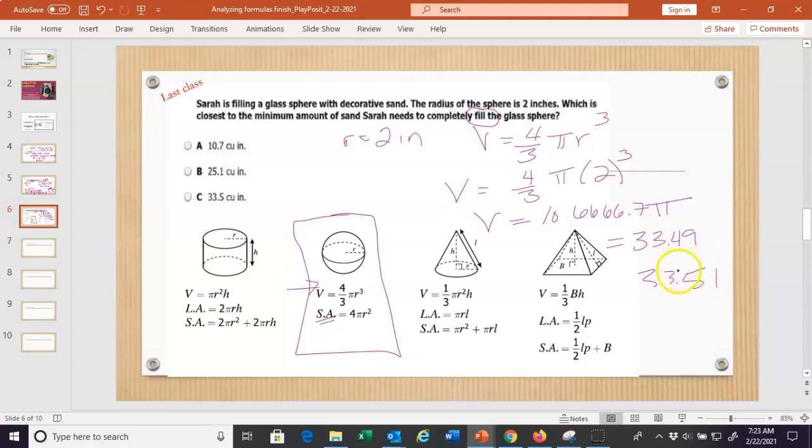So if for some reason you were having to do a fill in the blank or something, it should tell you what to use for pi because they're not the same answers. And we can write inches cubed, or they here have cubic inches. That's another way to write that. Just like with area, squared inches, or inches squared. So our answer is the closest here is the 33.5.